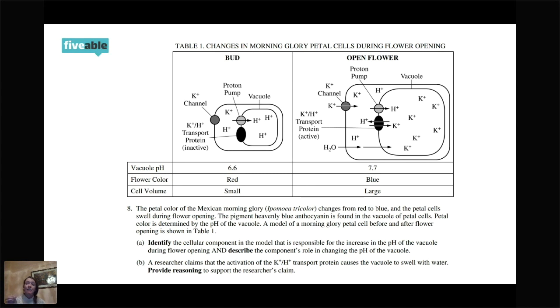Okay, so the cell is hypertonic in comparison, or you could say the outside of the cell is hypotonic, okay, because water is moving in. So either of those you could say, but as long as you talk about the concentration of solute increasing, you get your point there because water will follow. Okay, so a lot of things that we just reviewed today show up on these.